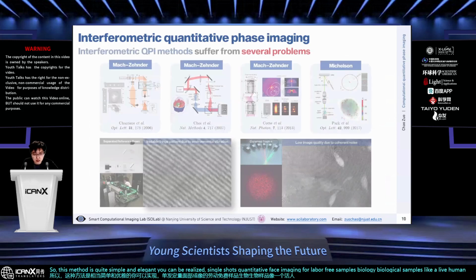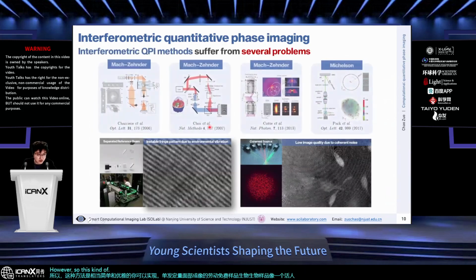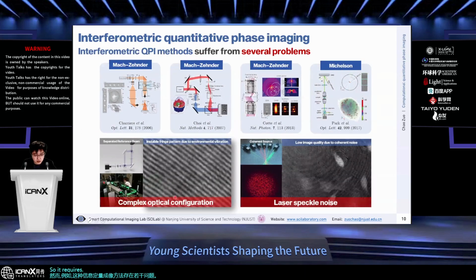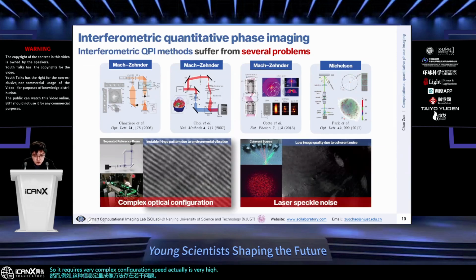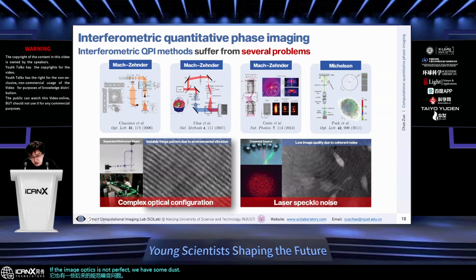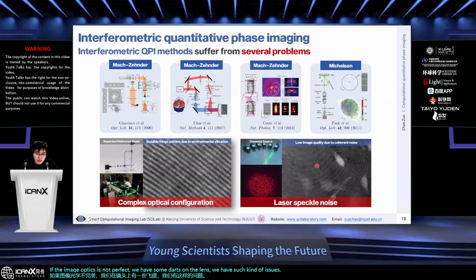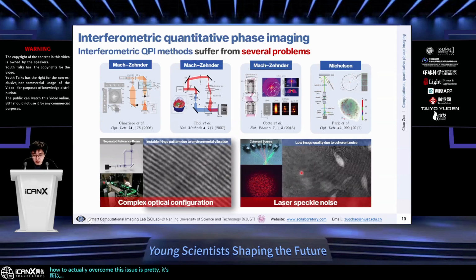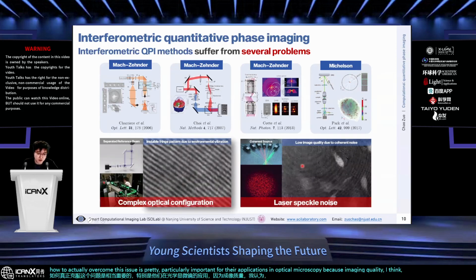However, this kind of interferometric quantitative phase imaging suffers from several problems. For example, it requires very complex optical configurations, it is very sensitive to environmental variations, and it also has laser speckle noise issues. If the imaging optics is not perfect, or there is dirt on the lens, we get such speckle noise. How to overcome this issue is particularly important for applications in optical microscopy, because imaging quality and resolution are very important.